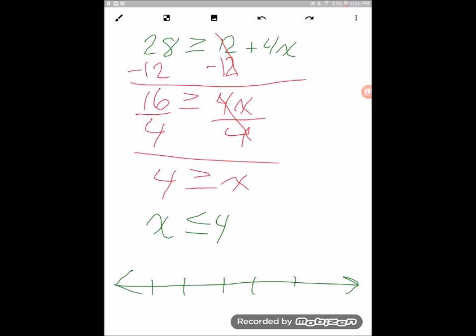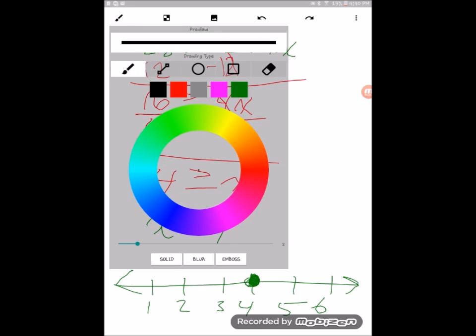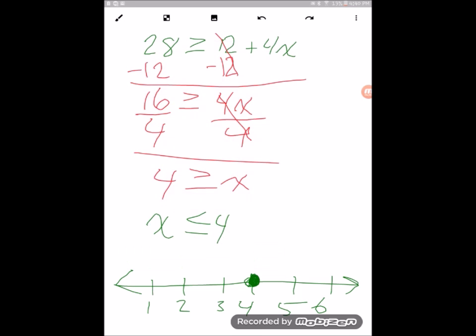1, 2, 3, 4, 5, and 6. Now, this time, I have a greater than or equal to symbol, not a less than or greater than symbol. So that means instead of an open circle, I work with a closed circle on that 4. And we're talking about all the numbers that are less than or equal to 4. That means it's these numbers in this direction. So all numbers that are less than or equal to 4 make this a true statement. And there you have it.